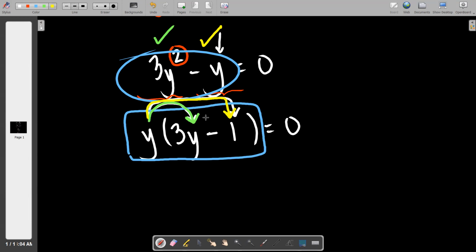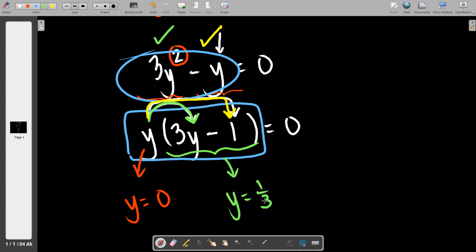So now do you agree that the blue box and the blue oval literally are the same as each other? Okay, so the answers for this problem will be y = 0. That's one of them, and then I'll show you why this works. And then the other answer, like we learned yesterday from this one, is y equals 1/3.